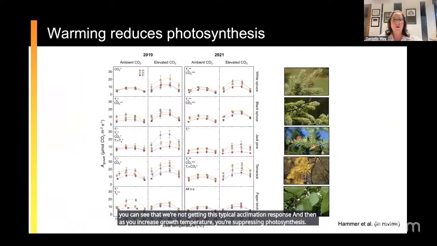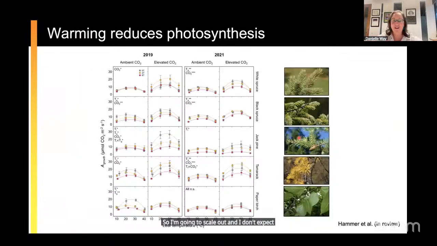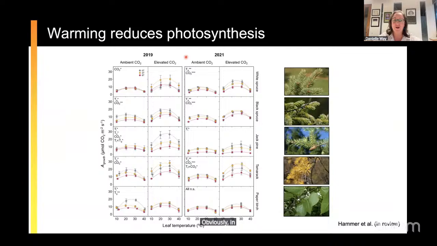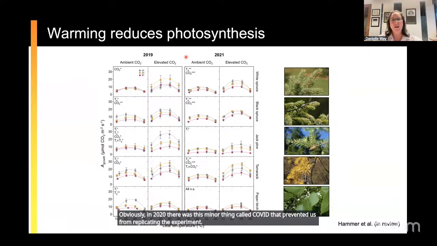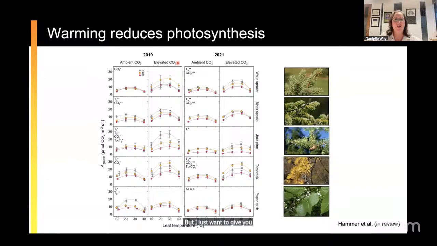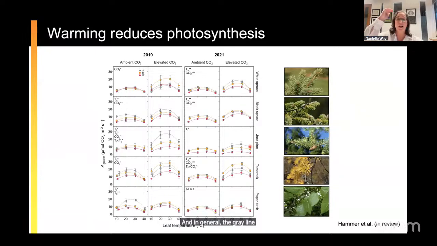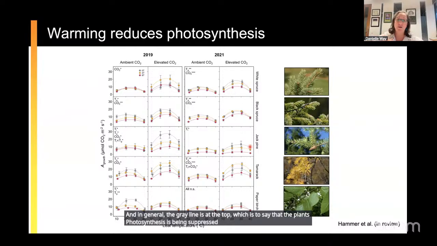So I'm going to scale out, and I don't expect you to take in all of these graphs, but here we have the 5 different species. We did this experiment in 2019 and again in 2021. Obviously, in 2020, there was this minor thing called COVID that prevented us from replicating the experiment. But I just want to give you the overall impression here that the red line's always at the bottom for all of these species. And in general, the gray line is at the top, which is to say that the plant's photosynthesis is being suppressed in all these species as you increase warming.